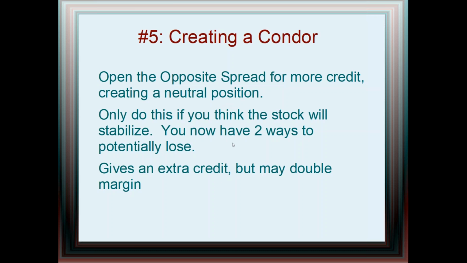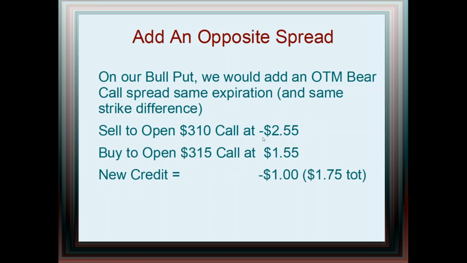And you only do this if you think the stock will stabilize. Puts you in a position where you now have 2 ways to lose. But it gives us a credit to help our break even, but at the same time, it's going to double the margin most likely. Okay, why do I say that?